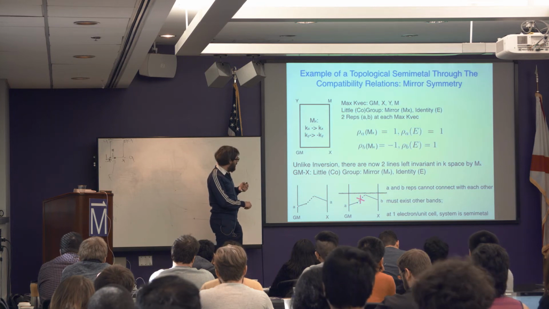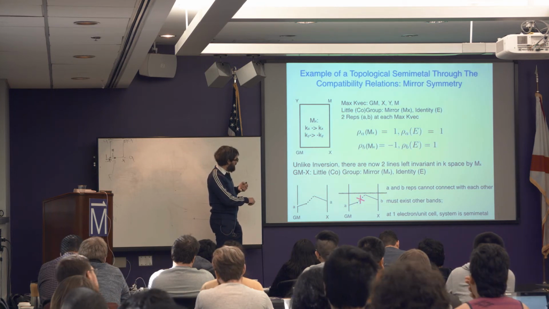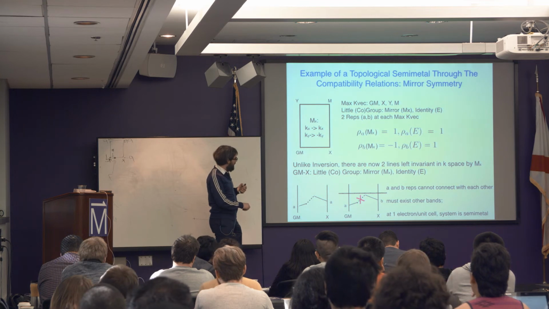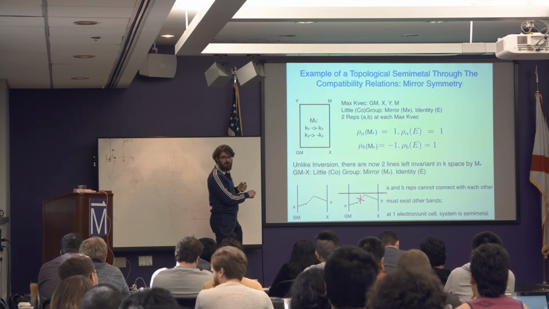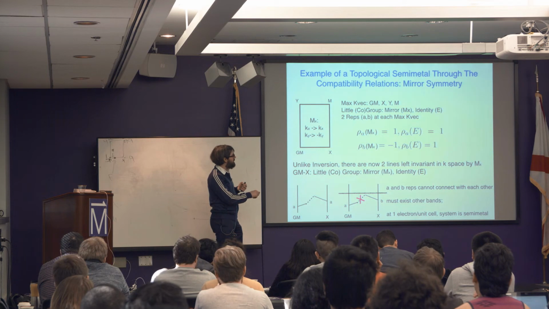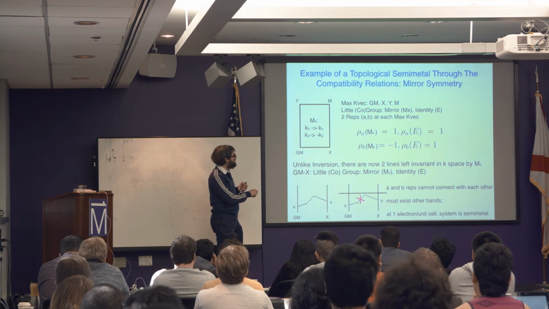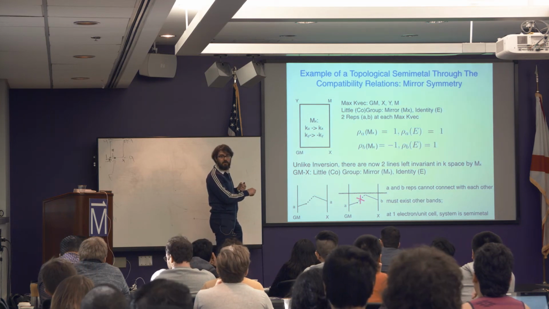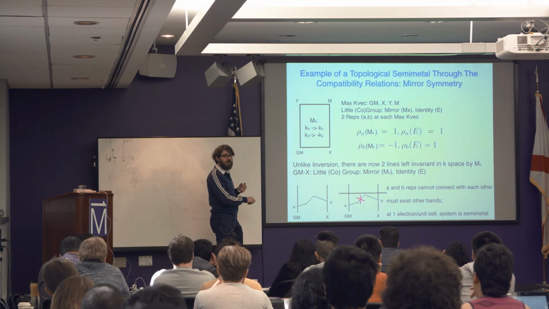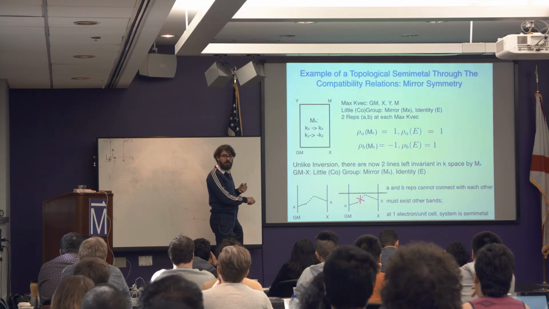Okay, if I just have one band whose representation was A at gamma and A at X, well, yes, because as I move away from gamma, since mirror leaves this line invariant, every point on this line is classified by A and B. So A remains A and can connect to the A.